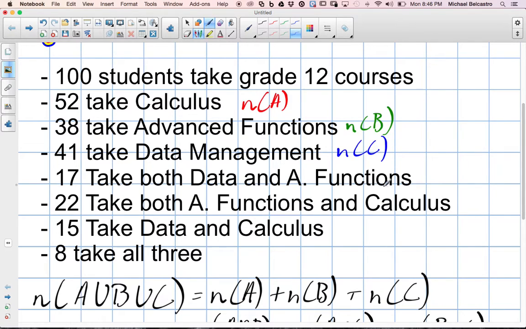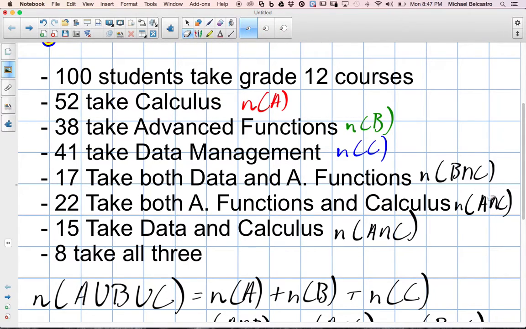Taking both data and advanced functions, that would be the number of students that take data, which is C, and advanced functions, B, so that would be B and C. That'll help us denote everything. Advanced functions and calculus, that's A and B, which leaves data and calculus being the number that take A and C. Good thing we caught that. So just to start off, there's a lot of work just labeling everything. And finally, this one is those that take A and B and C. So that's our set notation to figure out all this information.